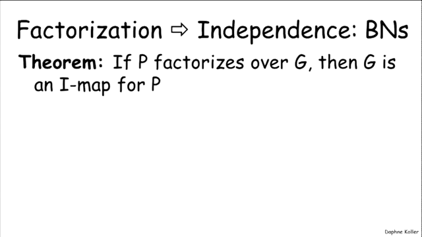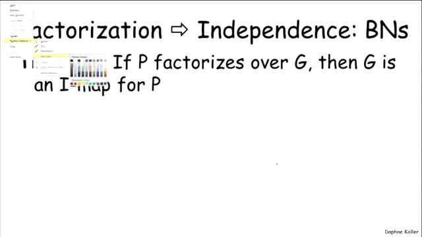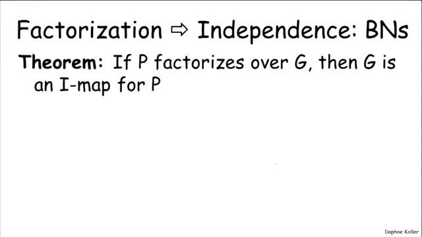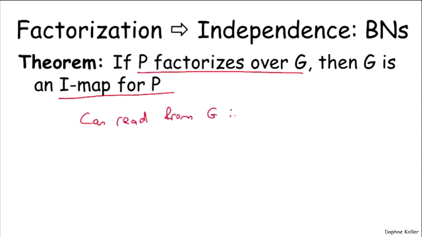So now we can restate the theorem that we stated before. Before we talked about these separation properties, so now we can just give it one concise statement. We can say that if P factorizes over G, that is, if it's representable as a Bayesian network over G, then G is an IMAP for P, which means I can read from G independencies that hold in P regardless of the parameters.